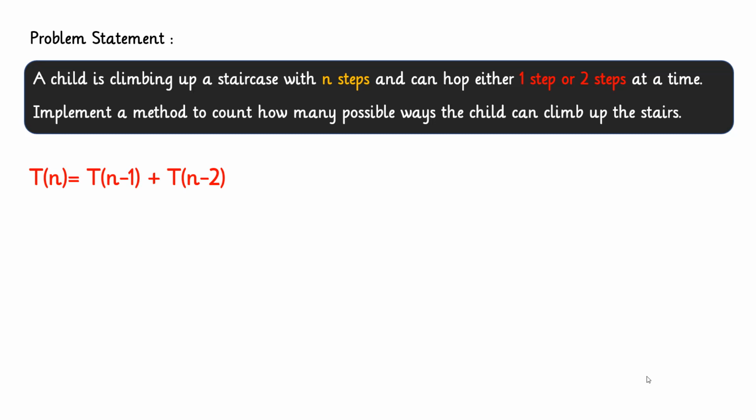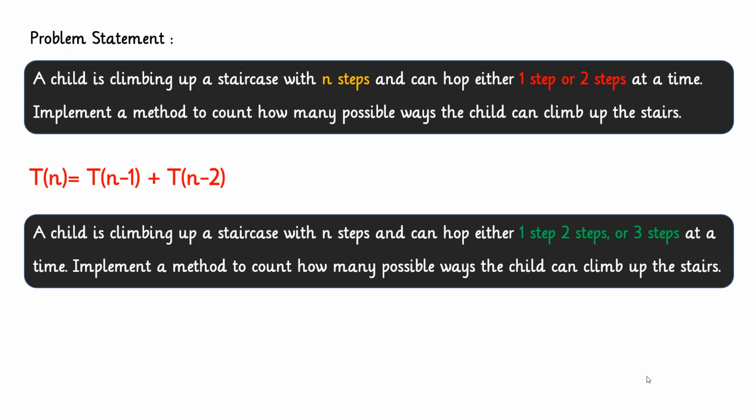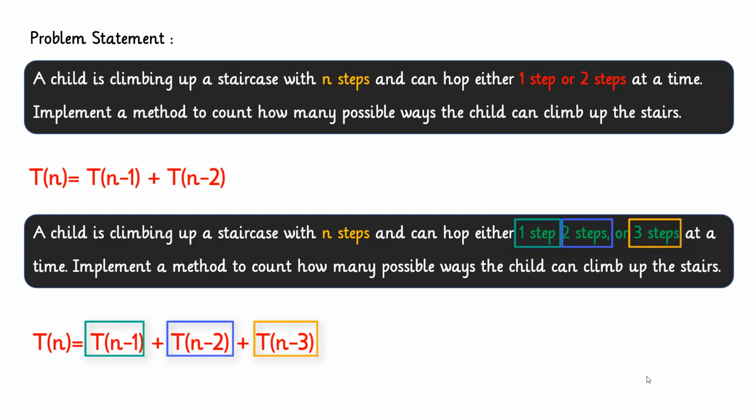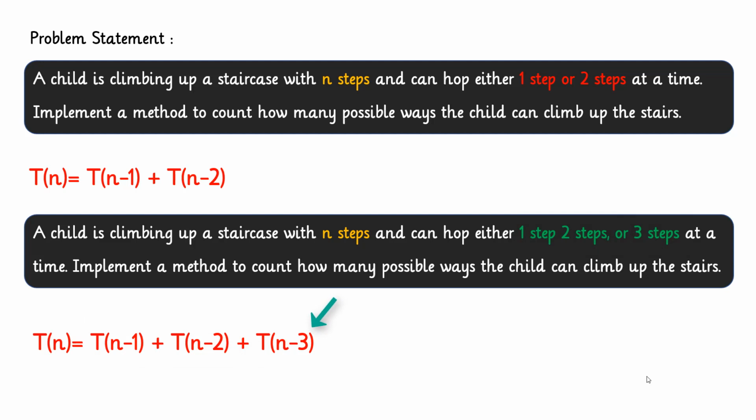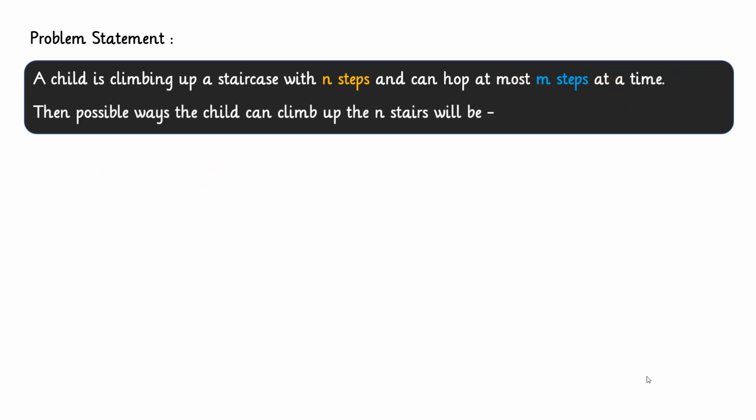If you see, guys, because we have the option of either one step or two steps, the recurrence relation is also divided into two parts: n-1 plus n-2. In a similar way, if the problem statement is something like this, where we can hop either one step, two steps or three steps, then the recurrence relation will look something similar to this. Because we have added one more option, which is three steps, it gets added to the recurrence. And if you generalize this problem, you can think of a problem statement where we have to reach up to the nth step, and you can hop at most m steps at a time. So the possible ways to reach that nth step will be something similar to this.